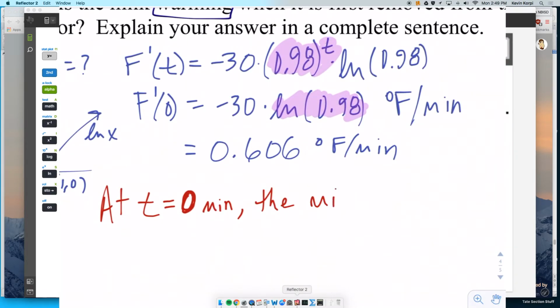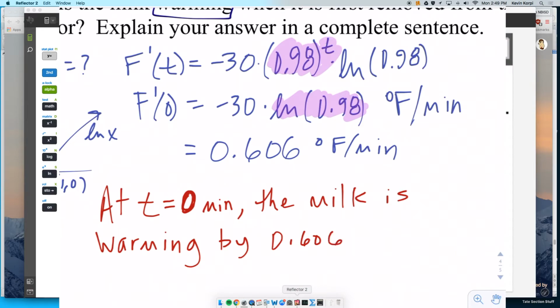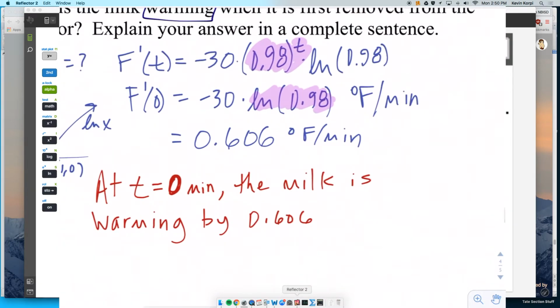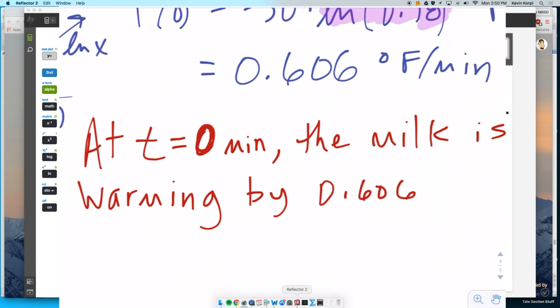The milk is warming, or warming up, whatever you want to say. You don't really need the word up. Is warming by 0.606. Could I get by with saying degrees Fahrenheit per minutes? No, because we need to interpret it in the sentence as units of y over units of x. So by 0.606, let's go ahead and write it out.